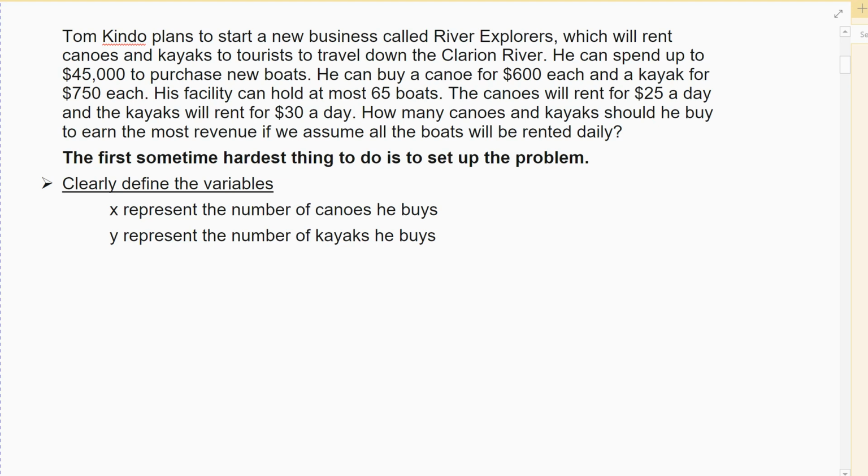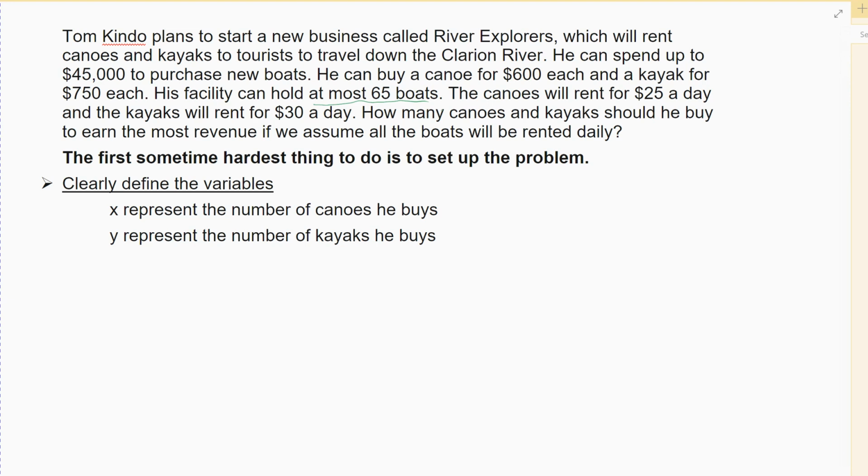And so he could spend up to $45,000, so that's again going to be an inequality. This is going to be less than or equal to that. He's going to spend it on boats. All right, so there's the two types of boats. There's the canoe. Each of those costs $600. There's the kayak. Each of those costs $750. His facility, where he's going to hold the boats, can hold at most 65, meaning he can have up to 65 boats or fewer. Right? He doesn't have to have the capacity. And so that's what that at most means. 65 boats or less. And so there's a less than.